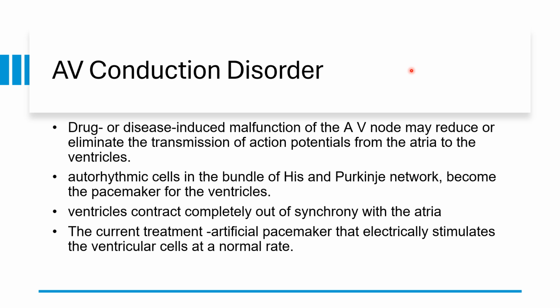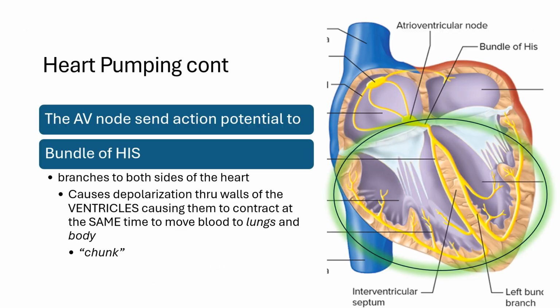So the current treatment for AV node conduction disorder is a pacemaker. And that pacemaker is going to stimulate the ventricular cells at a normal rate. So it kind of takes over for the bundle of His and says, okay, the pacemaker is going to regulate that delay so that these are able to contract in a timely manner.